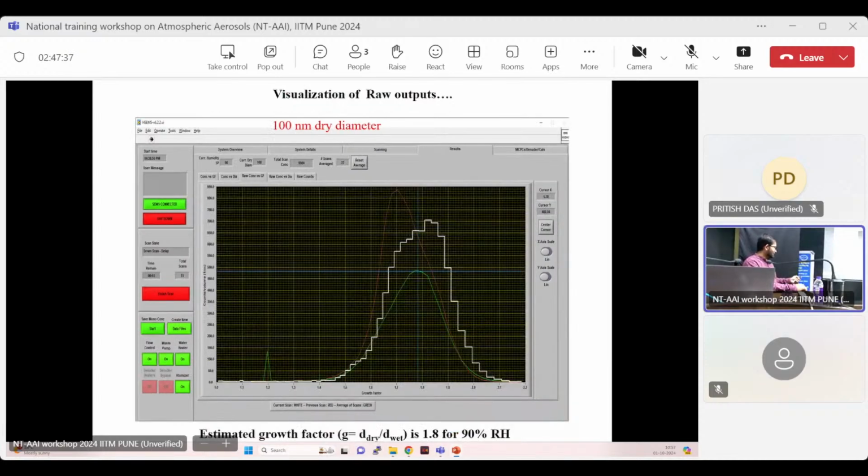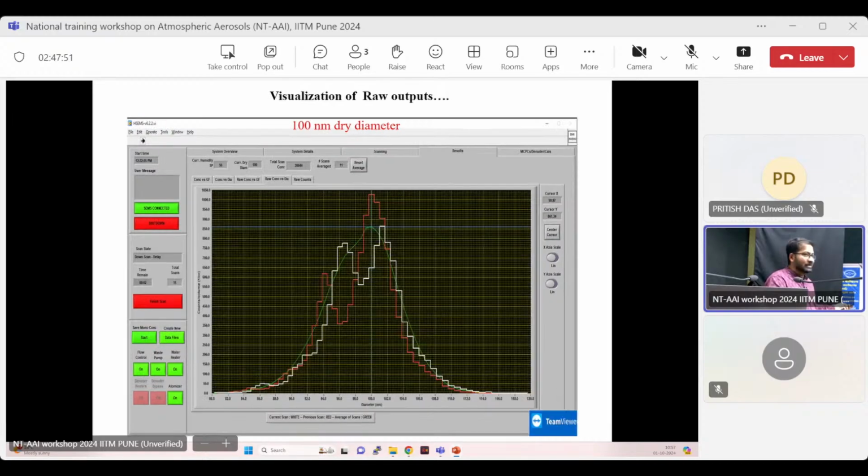So here you can see there is a nice single Gaussian distribution. It's a fairly simple particle, but you won't always be fortunate enough to get a single peak. You may get a double peak as well. So why is it so? Can anybody guess? Why will you get this kind of double peak or triple peak for a single size? Any idea?